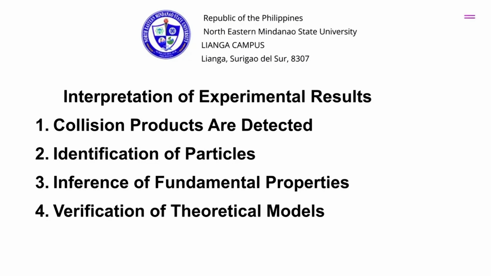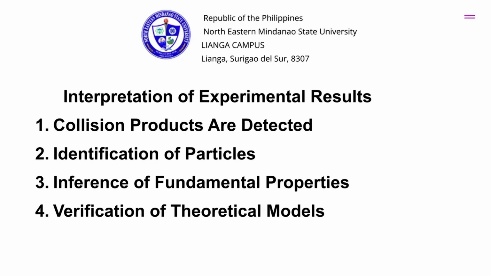Next is the interpretation of experimental results. When particles collide at high energies, number 1, the collision products are detected. This means detectors track particle paths, energy, momentum, and charges. Examples are calorimeters, tracking chambers, and muon detectors. Number 2 is identification of particles. Curvature in magnetic fields reveals charge and momentum, and energy loss patterns identify particle types.